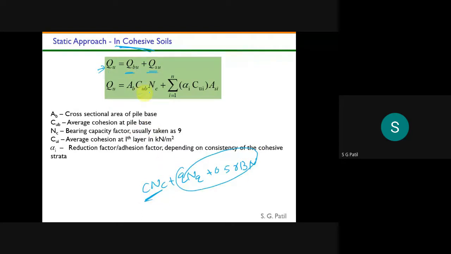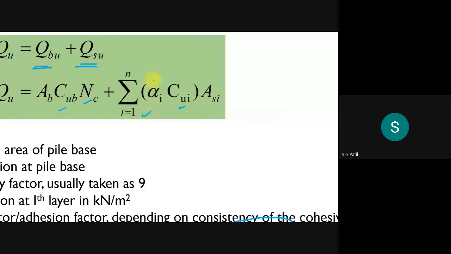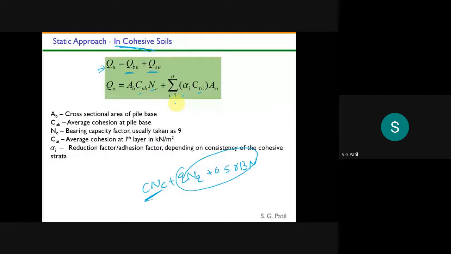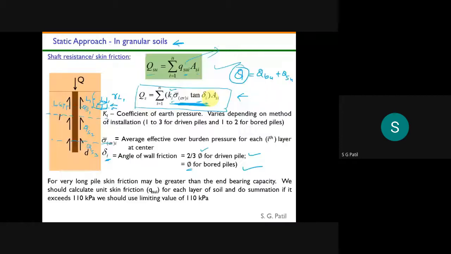So c Nc into the base area, plus summation i going from 1 to n of alpha times your cohesion value into cross section area. So this is alpha times your cohesion value into cross section area. That is the case in cohesive soil, that is in clays. In clays, we will calculate the ultimate load carrying capacity of the pile from this formula. So coming back to my sand here.